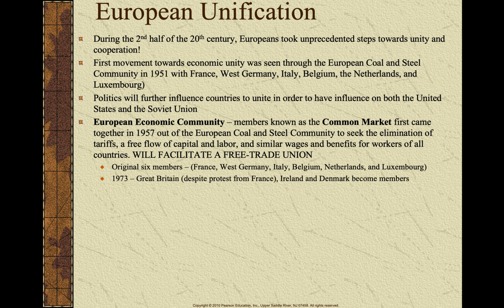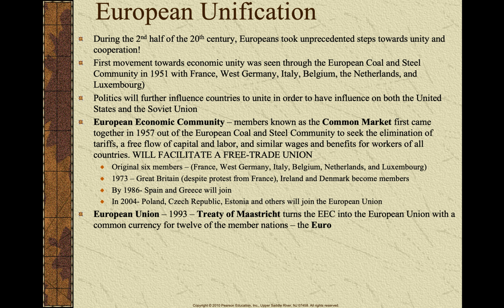We're going to see Great Britain, Ireland, and Denmark slowly become members. We're going to see Spain and Greece join. We'll start to see some Eastern European countries join. Poland, Czech Republic, Estonia will join the EU. And this is the big one right here, ladies and gentlemen.